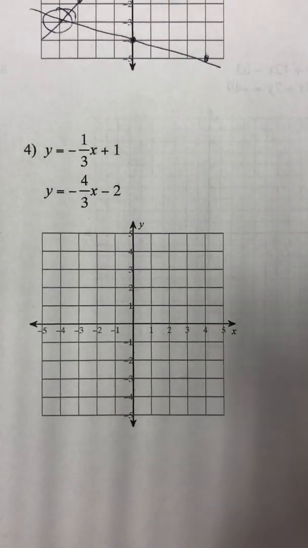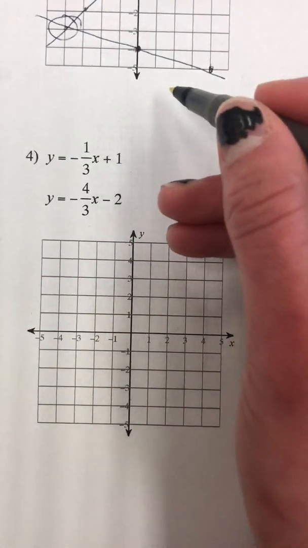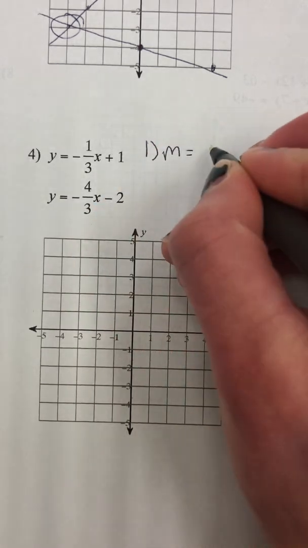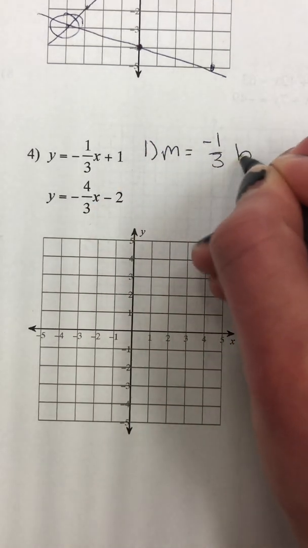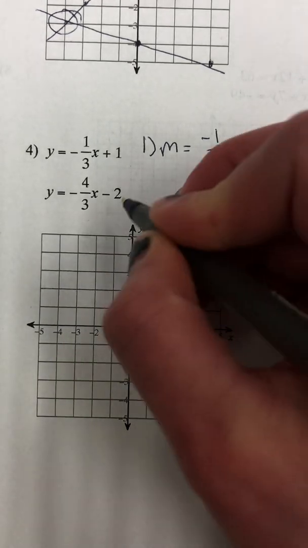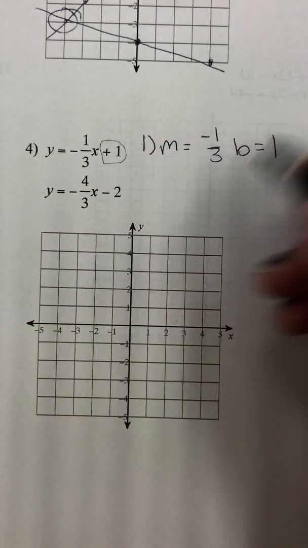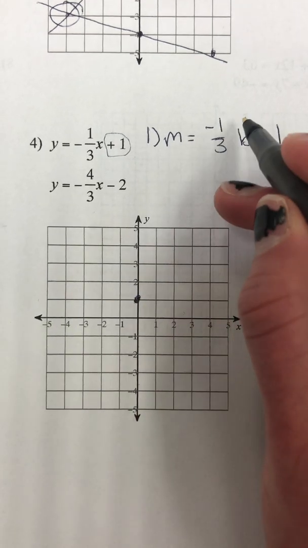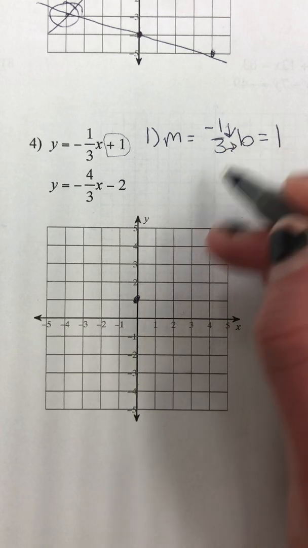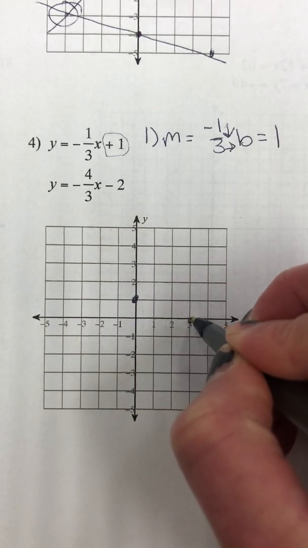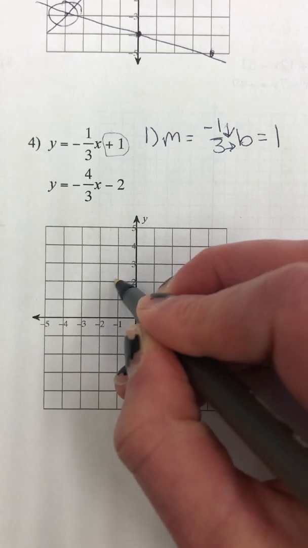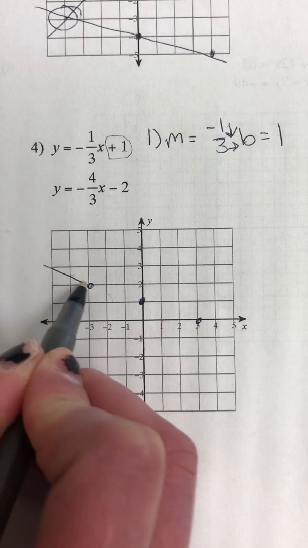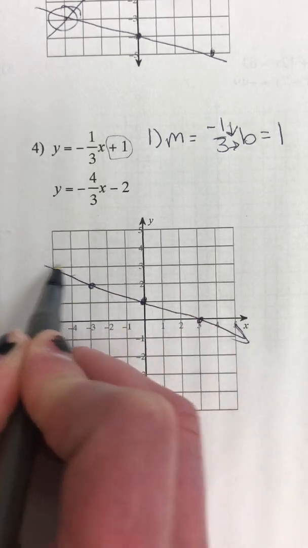Looking at number 4 on your notes, again, we're going to start by graphing our line. Let's start with number 1. The slope is always paired with the x, or negative 1/3. Our y-intercept is positive 1. It's always our constant. We're going to start off at positive 1. Our slope is negative 1/3, so that means you're going to go down 1 to the right 3. Or we can do the opposite. We're going to go up 1 to the left 3. Kind of like that.